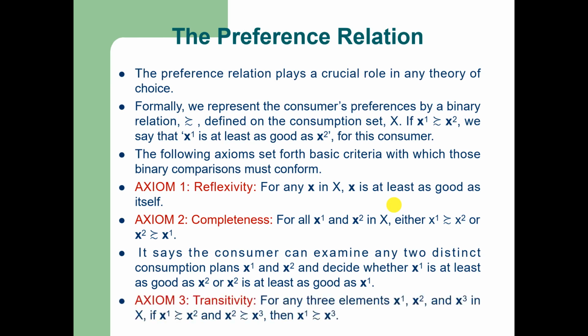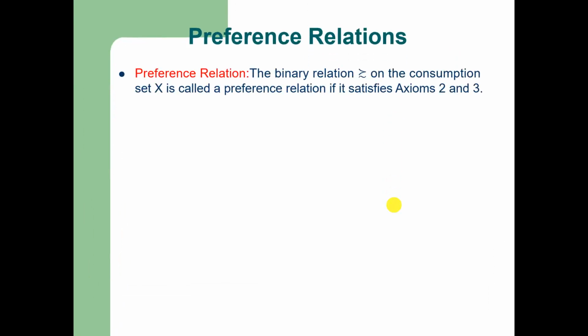And the third axiom is that of transitivity, and it means that if there are any three elements X1, X2 and X3 in the consumption set, then if X1 is at least as good as X2 and X2 is at least as good as X3, then transitivity means that X1 is at least as good as X3. The binary relation of at least as good on the consumption set X is called a preference relation if it satisfies axioms 2 and 3.